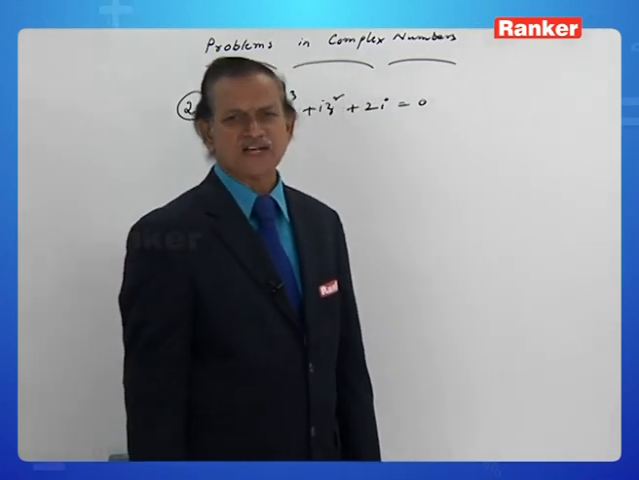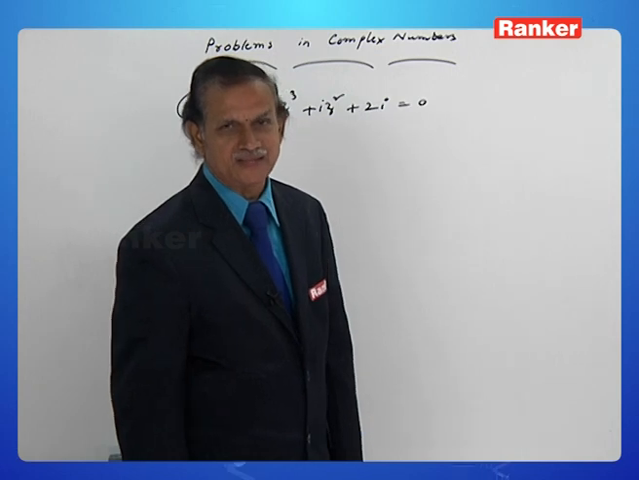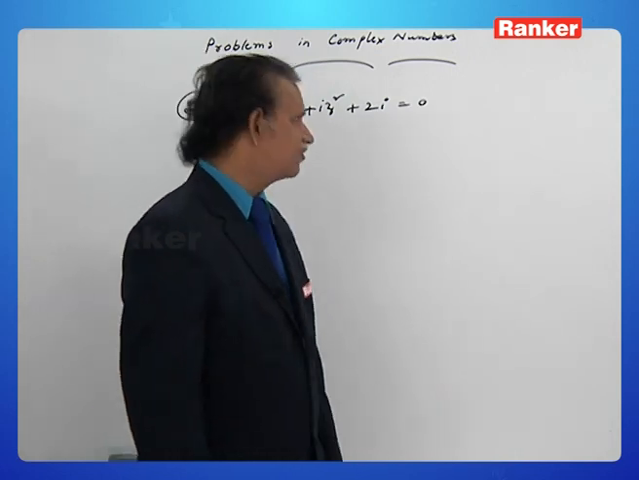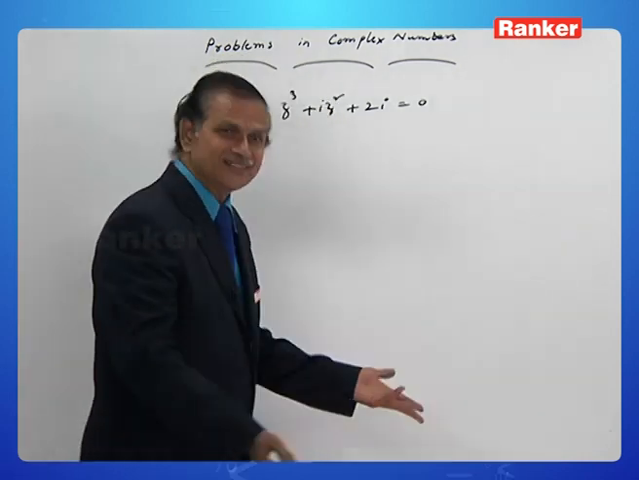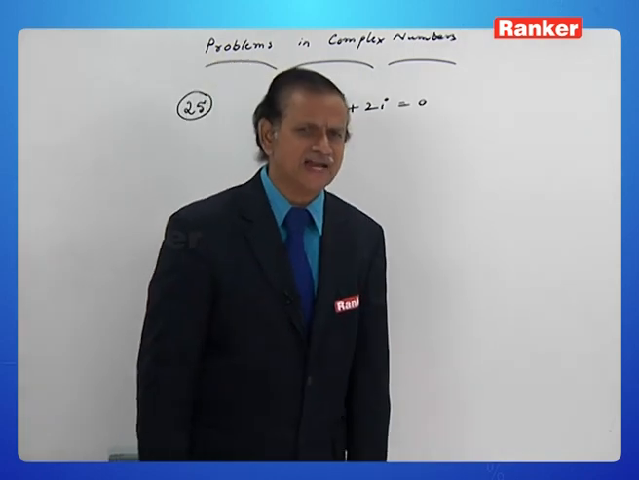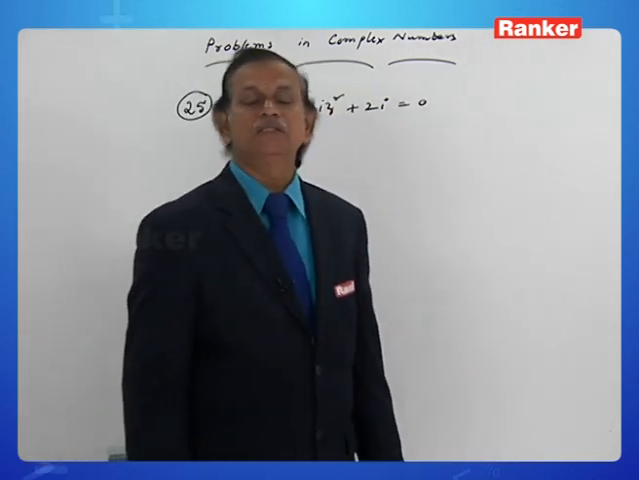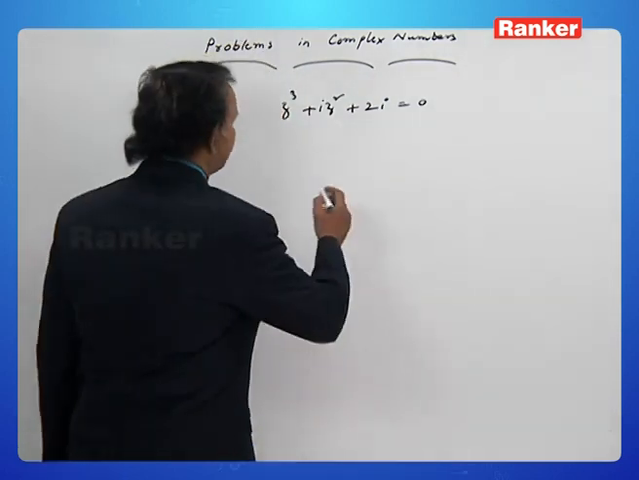Hence it can be factorized. Z minus i is a factor. It is sure to observe. Z minus i is a factor. And what is the other factor? You can use synthetic division or any other method you have in your hand. So we have noticed that z is equal to i satisfies this equation. Hence z minus i is a factor of this.